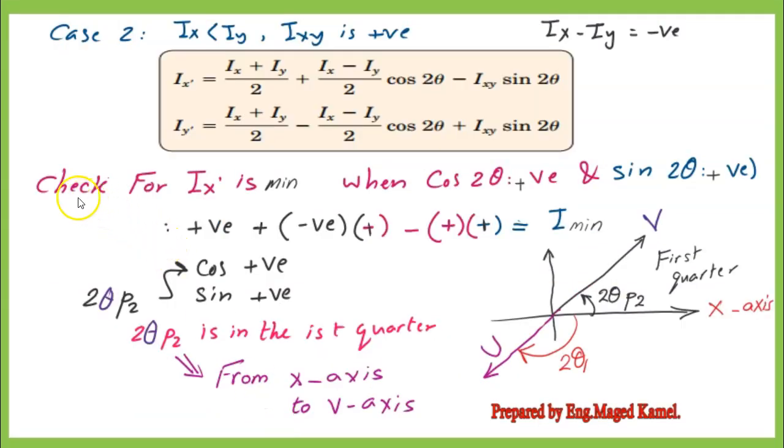On the contrary, Ix dash will be minimal when cosine 2 theta b2 is positive and sine 2 theta b2 is positive, since we have positive plus negative multiplied by positive minus positive multiplied by positive. This means that 2 theta b2 is in the first quarter. Consider 2 theta b2 as the angle from the x-axis to the v-axis in Mohr's circle of inertia in the anti-clockwise direction.